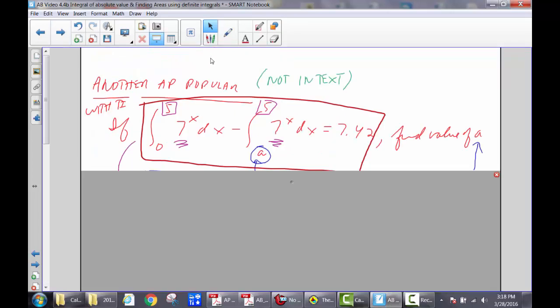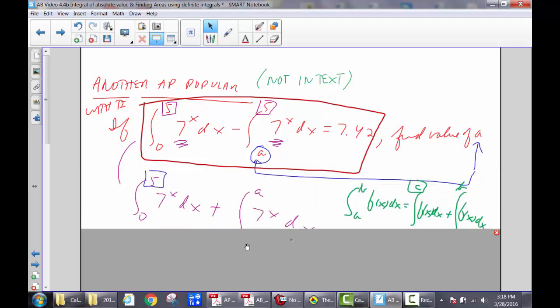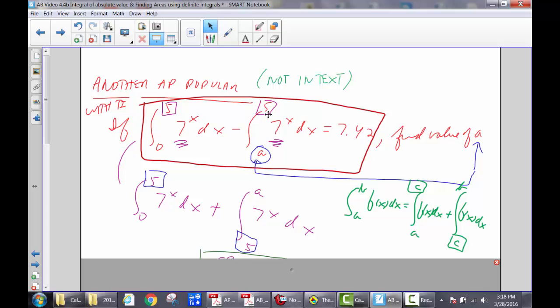Here's another popular AP question, and I'm going to show you at the end how you could do this super fast, but okay, it says if the integral from 0 to 5 of 7 to the x dx minus the integral from a to 5 of 7 to the x dx is 7.42, find a value of a. Well, the first thing to notice, it's the same exact function. Also, next thing to notice, these are both 5s. So one way to do this is to switch this order and make it a to 5 by changing that negative to a positive.